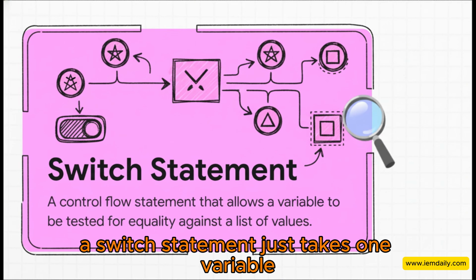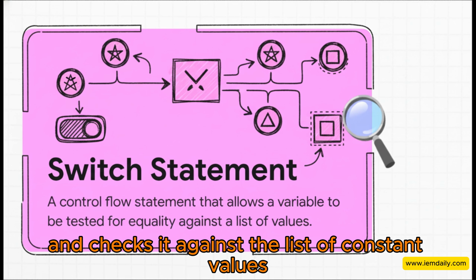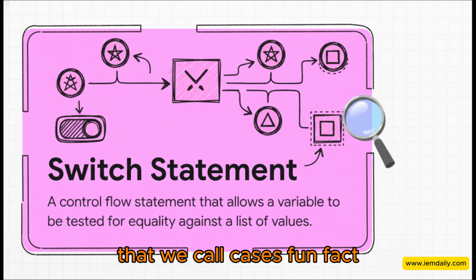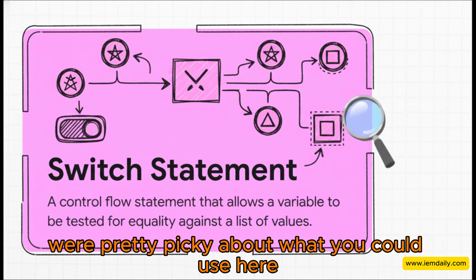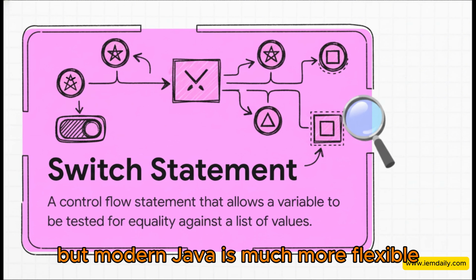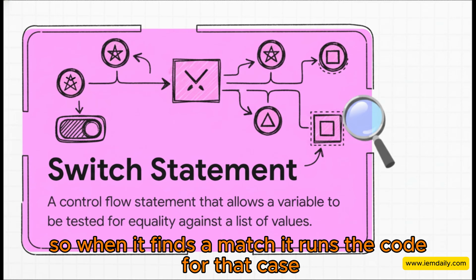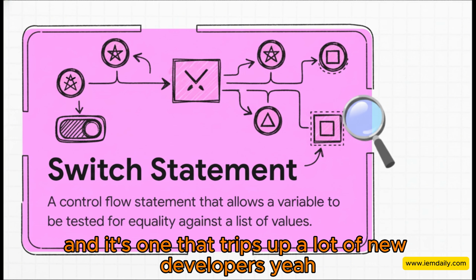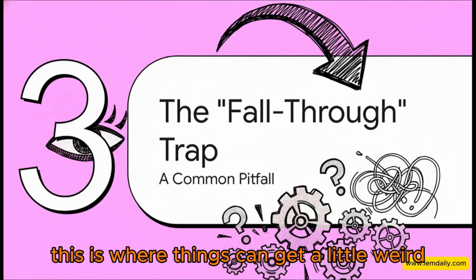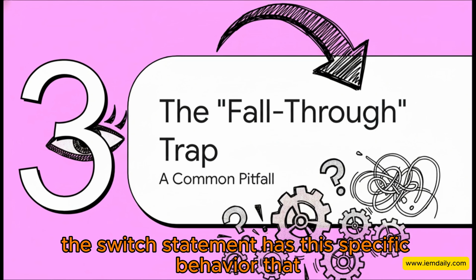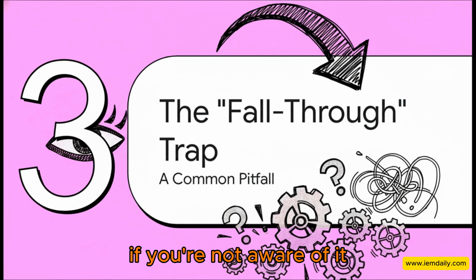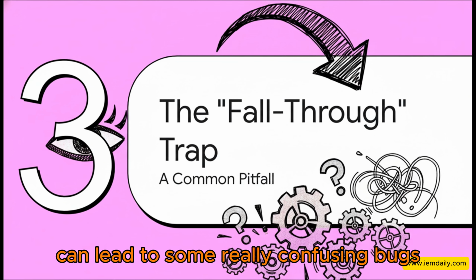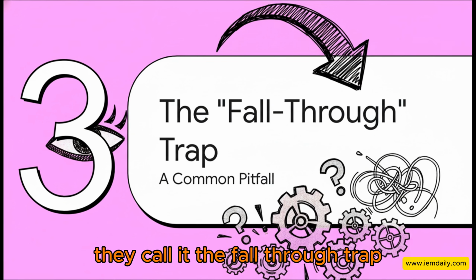At its core, a switch statement just takes one variable and checks it against a list of constant values that we call cases. Fun fact, older versions of Java were pretty picky about what you could use here, but modern Java is much more flexible. So, when it finds a match, it runs the code for that case. Simple, right? Well, there's a catch, and it's one that trips up a lot of new developers. Yeah, this is where things can get a little weird. The switch statement has this specific behavior that, if you're not aware of it, can lead to some really confusing bugs. They call it the fall-through trap.